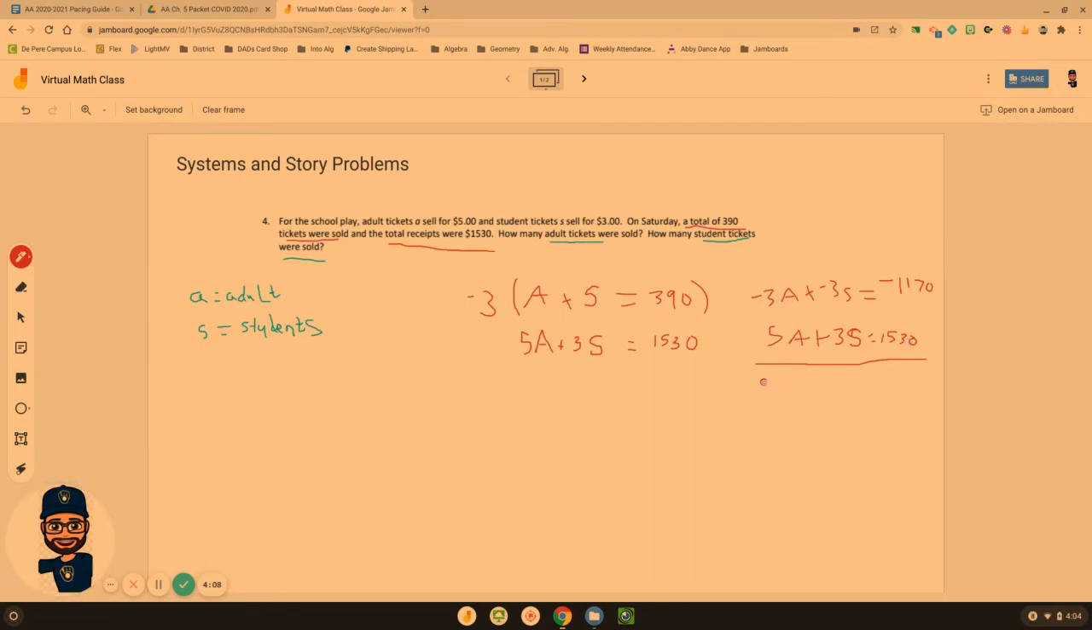-3A plus 5A is 2A. -3S plus 3S cancels. And -1,170 plus 1,530 gives us a total of 360. Meaning if I divide by 2, adult was going to be 180 tickets.